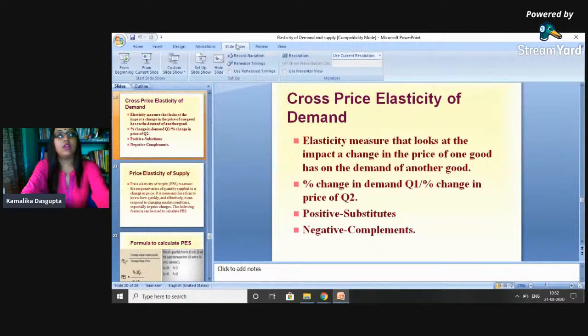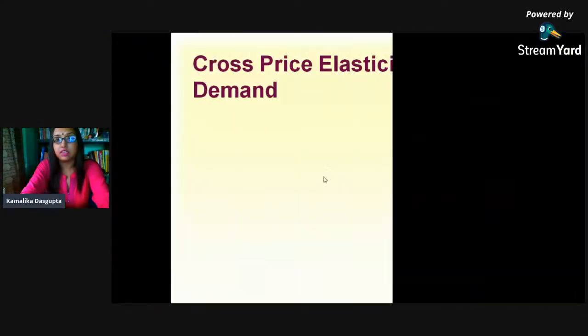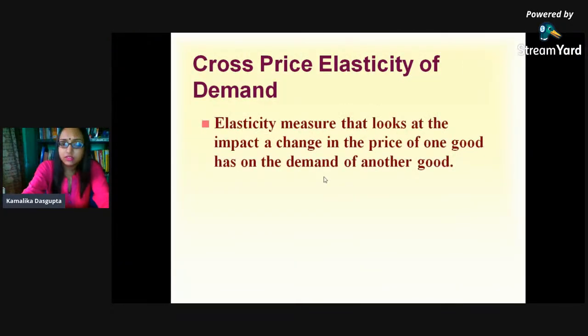Okay. So now we come to cross price elasticity of demand. It is very easy to understand. In fact, this is a type of elasticity that looks at the impact of a change in the price of one good on the demand of another good. Suppose X and Y are two commodities. They are related. They can be substitutes. They can be complements of each other. Now, if the price of Y increases, how is it going to affect the demand for X? That is measured by the cross price elasticity of demand.